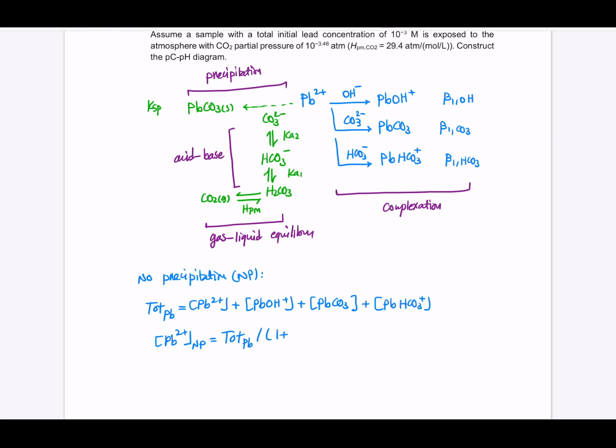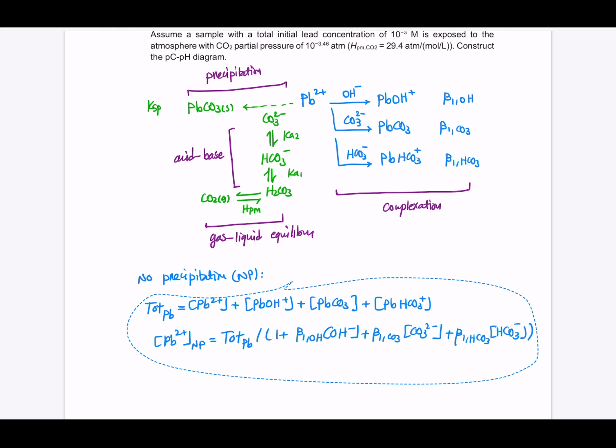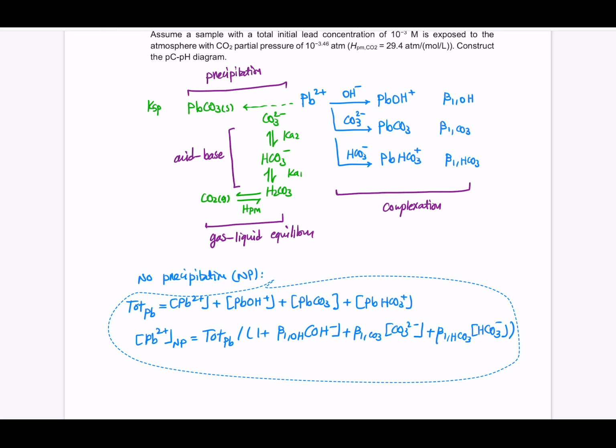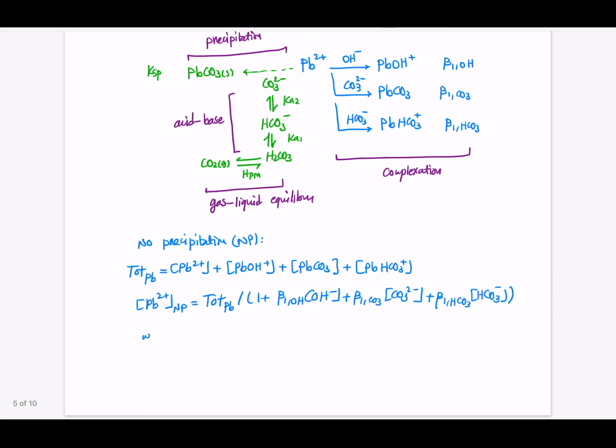divided by 1 plus beta 1 hydroxide plus beta 1 CO3 plus beta 1 HCO3. Also with precipitation.